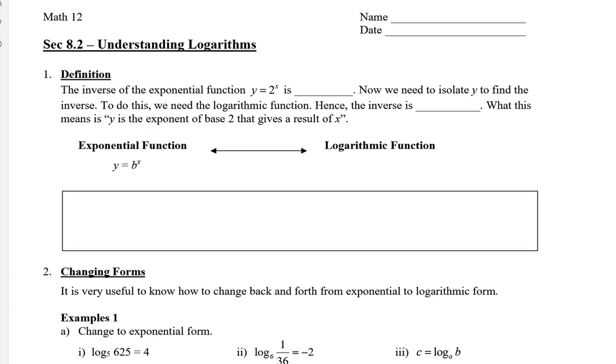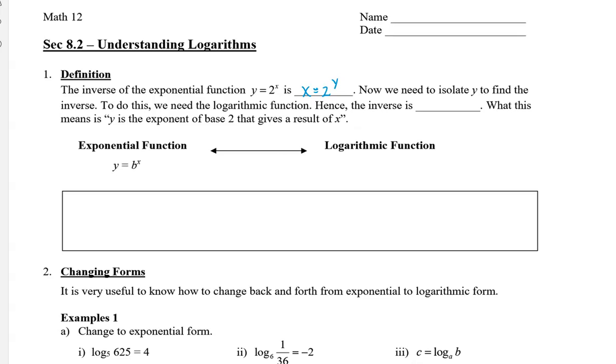Now, actually, to understand logarithms, I'm going to have to first review exponential functions. Recall that the inverse of a function, in particular the exponential function y equals 2 to the power of x, is x equals 2 to the power of y. So what I've done is I've swapped my x and y values. Now we need to isolate y to find the inverse. We don't know how to do this yet, so this is where log, or the logarithmic function, comes in.